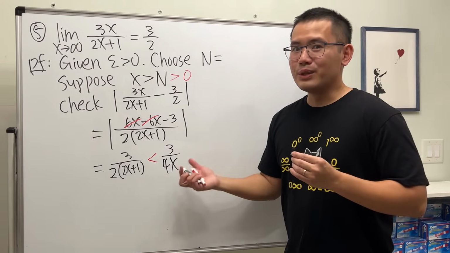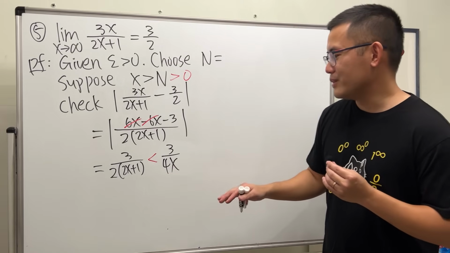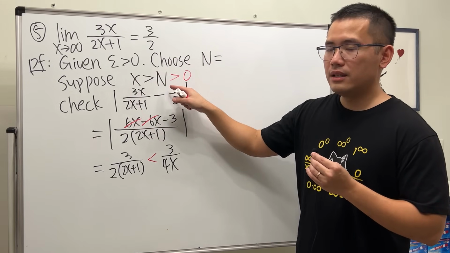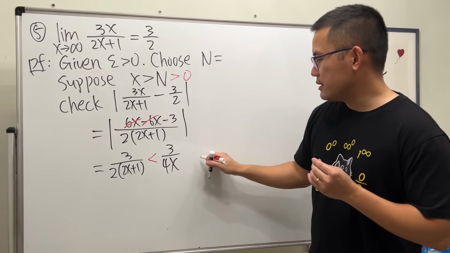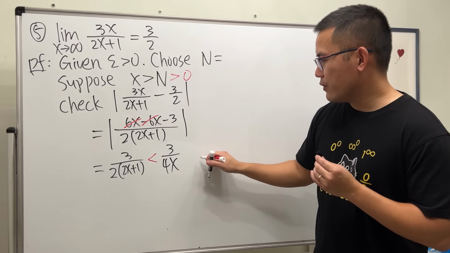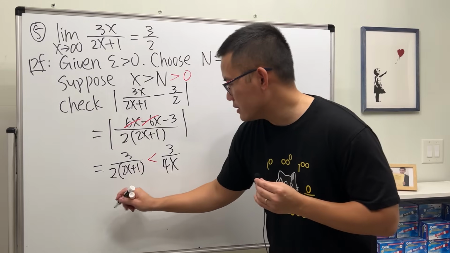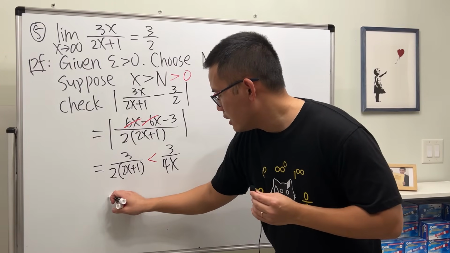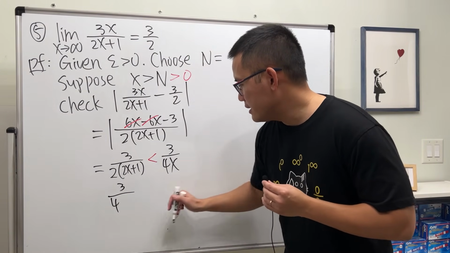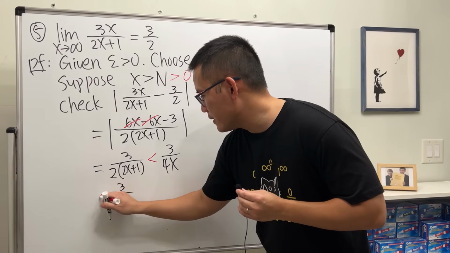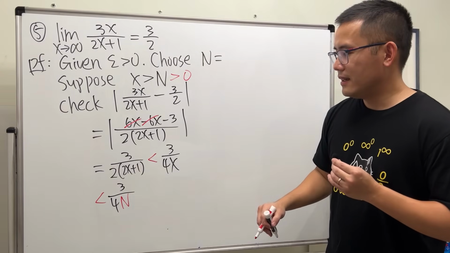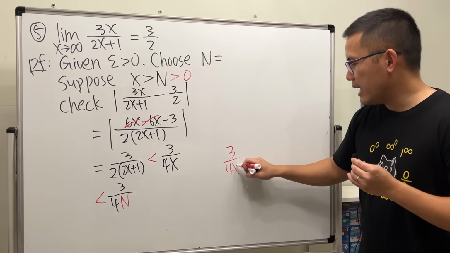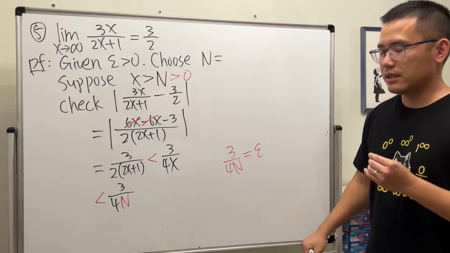It's slightly easier, but you will see that this technique will be useful later on too, so just get used to that. And now we know x is greater than n. So again, I'm just going to replace the x with n, and we will get 4n right here. 3 on the top, 4n here, and we can say this is less than that. Now this is just in terms of n: 3 over 4n equals epsilon, and then solve it real quick.